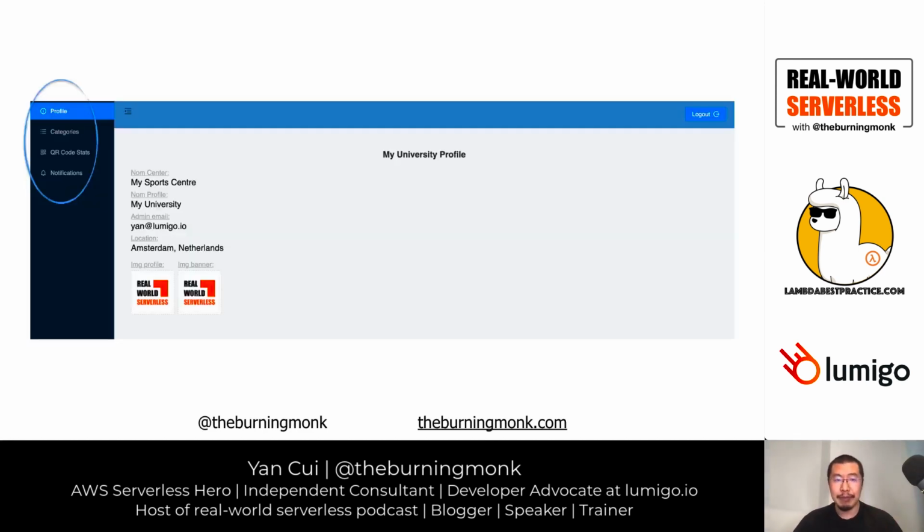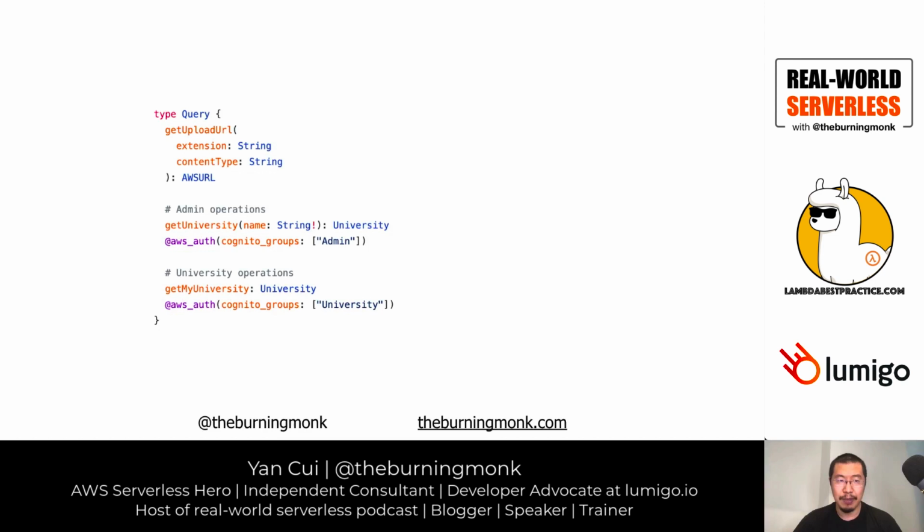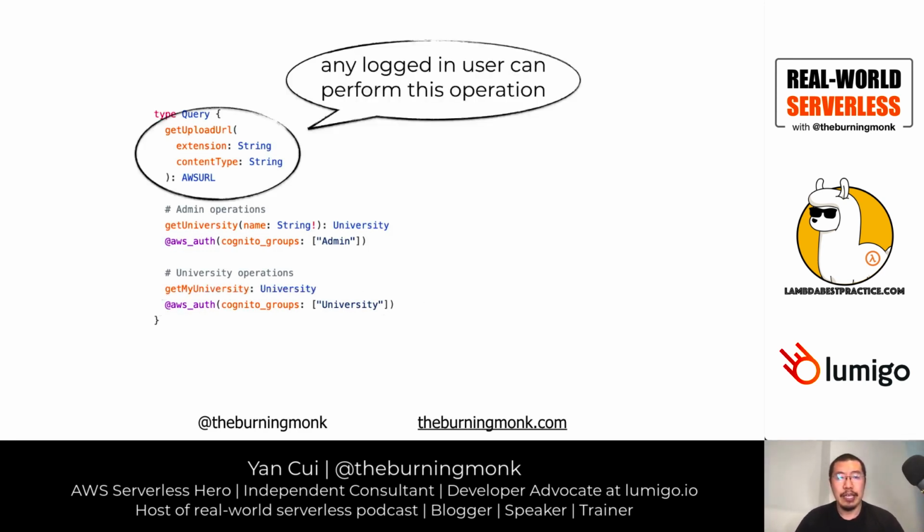And when you are the admin for a university, you have different options in the CMS, and it's limited to just your university. The nice thing with AppSync is that you can implement this group-based authentication using Cognito groups out of the box. So if you are an admin, you'll be able to get university details by name, and you can edit the sports that we have in the app as well. But if you are the admin for a particular university, then you can only fetch and edit information about your university. And if we don't specify any specific options, then any logged-in user can perform some of these operations, like getting an upload URL for images, assets, and so on.